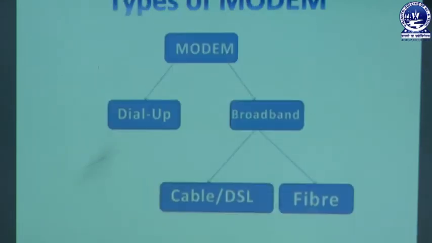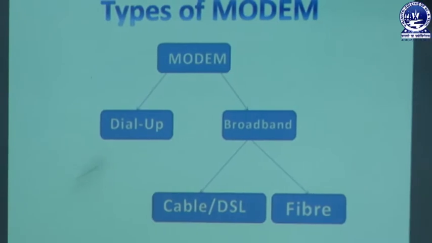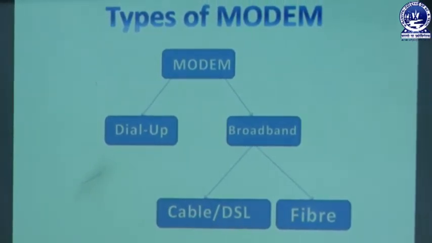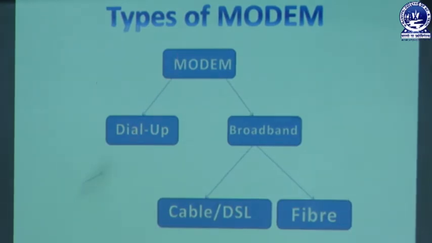Now we will move to the types of modem. You can clearly see over here the modem is classified into dial-up connection and broadband connection. The broadband is again divided into cable or DSL and fiber optics or fiber. So modem is broadly divided into dial-up and broadband, and broadband is divided into DSL and fiber. Now we will discuss what is dial-up, what is broadband, what is cable, and what are fiber modems.